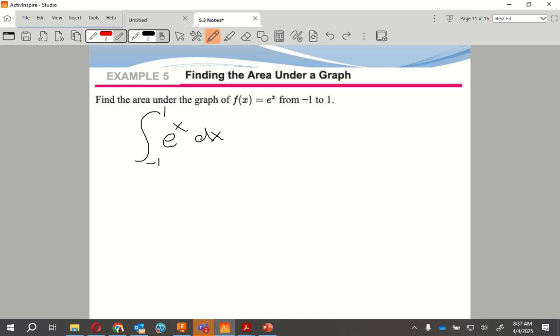Alright, so what is the derivative of e to the x? E to the x. What's the antiderivative of e to the x? E to the x. So I'm going to have e to the x from -1 to 1. So that's going to give me e to the first minus 1 over e to the first. I'm just going to leave it. That's it. You can get an approximation off of that, but I don't really care that much.